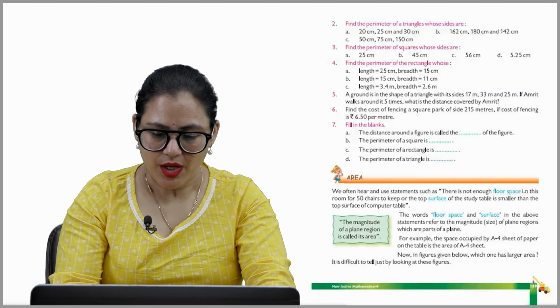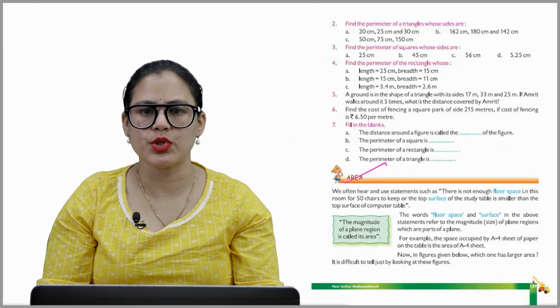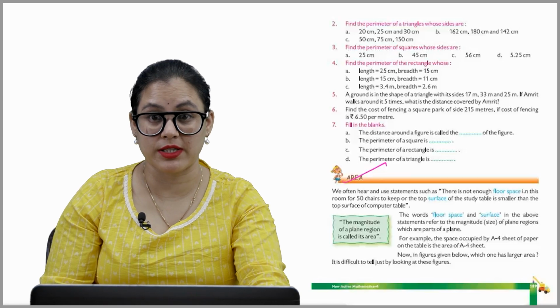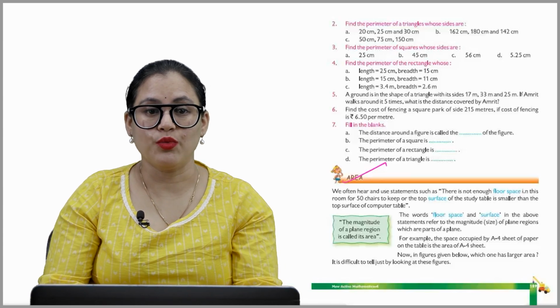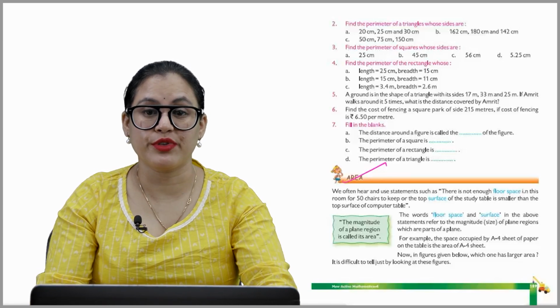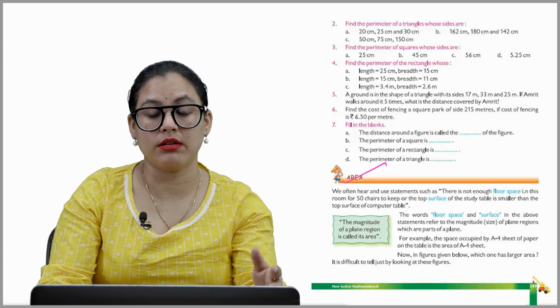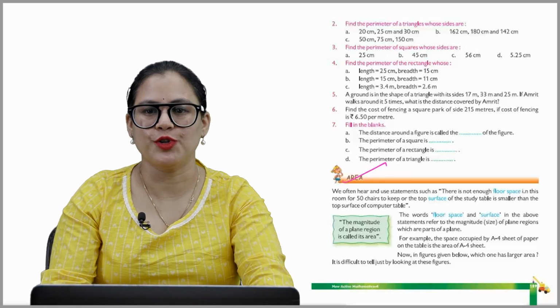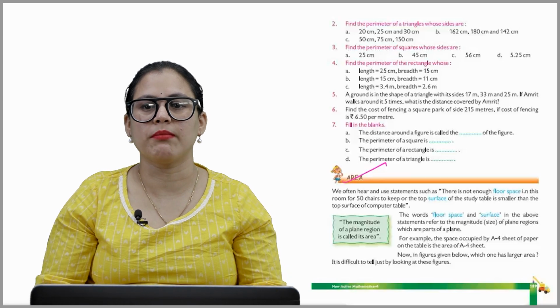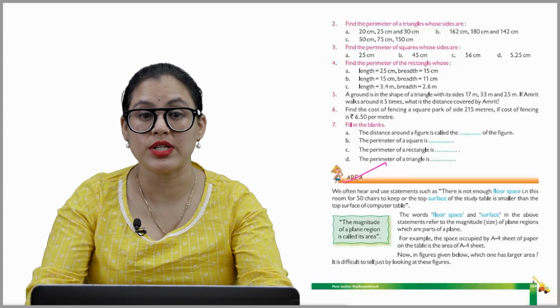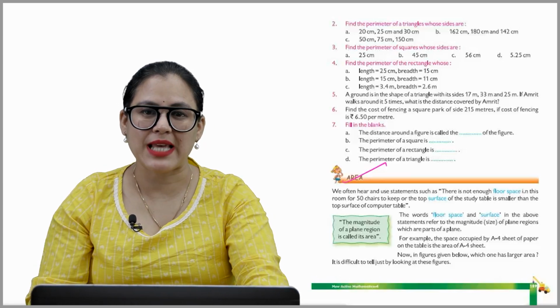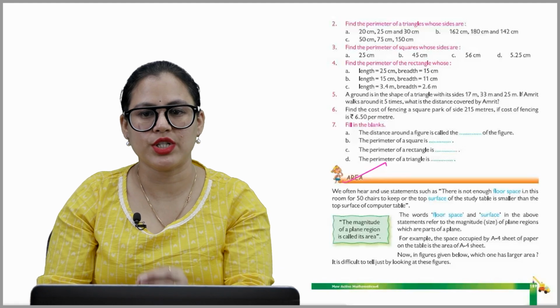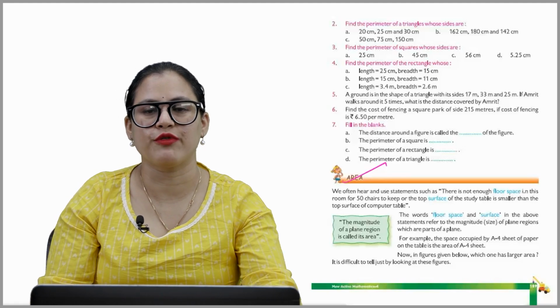Area. We often hear and use statements such as there is not enough floor space in this room for 50 chairs, or the top surface of the study table is smaller than the top surface of a computer table. So the words floor space and surface in the above statements refer to the magnitude or size of plane regions, which are parts of a plane. For example, the space occupied by an A4 sheet of paper on the table is the area of the A4 sheet.